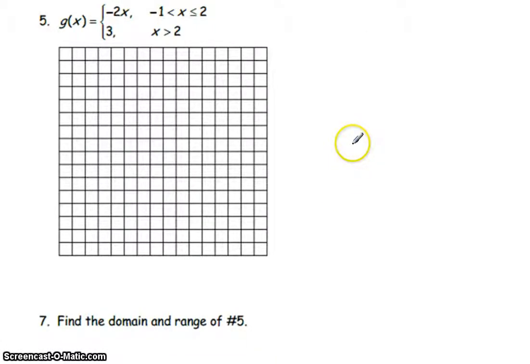Today we are going to be working on some extra practice for the piecewise function graphs. So here's number 5 from the worksheet we did in class. Here are the expressions, here are the domains. So my first domain goes with my first expression.